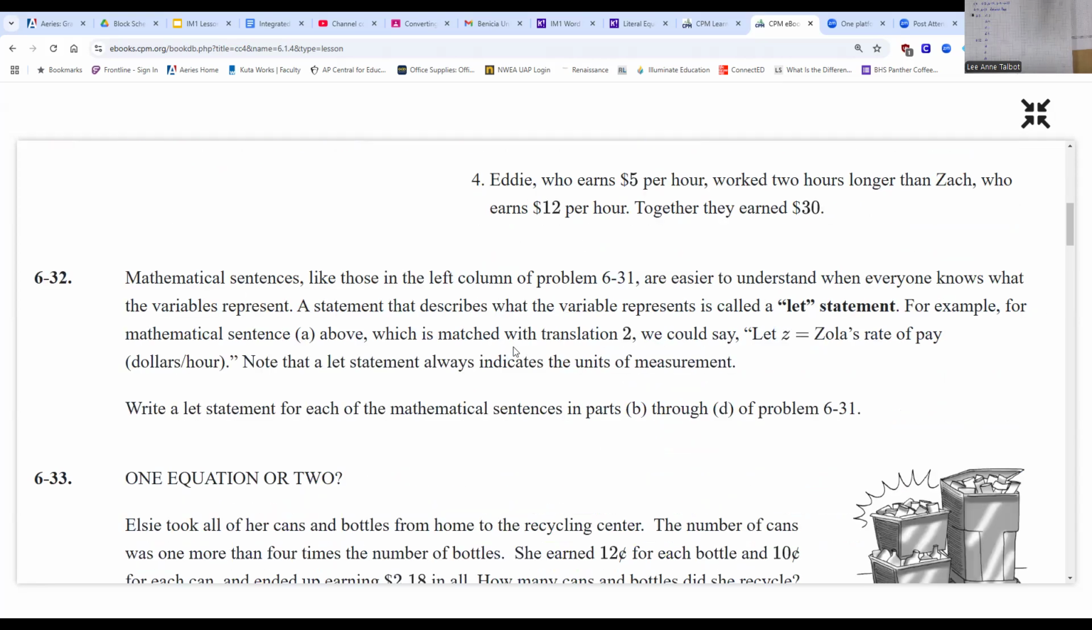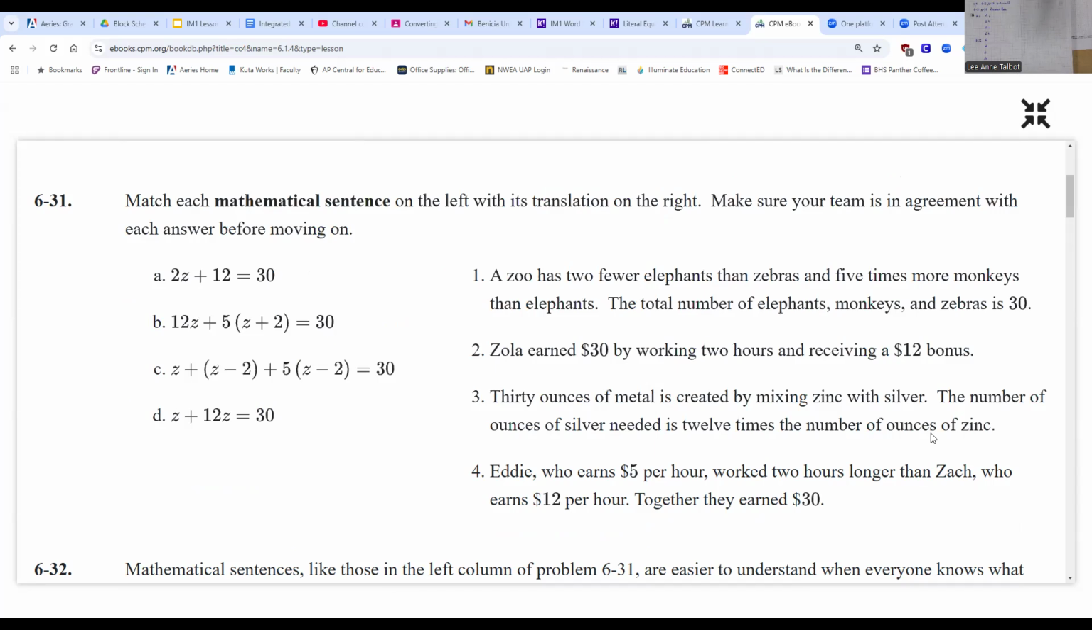Problem 32. Mathematical sentences like those in the left column of problem 31 are easier to understand when everyone knows what the variables represent. A statement that describes what a variable represents is called a let statement. For example, in sentence A above, we would say let Z equal Zola's rate of pay. Notice that a let statement always indicates the unit of measurement. Write a let statement for each of the mathematical sentences in part B through D of number 31.